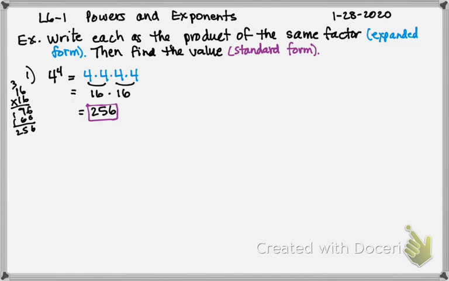Okay, next one. Let's look at this devil that I am. Let's throw some decimals in there. So we're going to expand it, and that's going to be 1.5 times 1.5. You have to distinguish between a multiplication symbol and a decimal symbol.